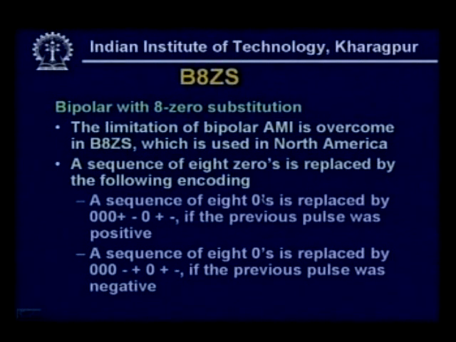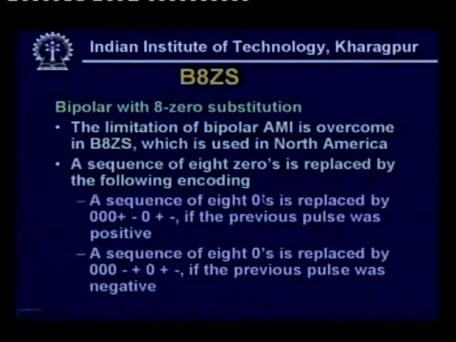As I mentioned, the limitation of bipolar AMI is overcome in B8ZS, which is particularly used in North America. As you have seen, the main limitation of alternate mark inversion was that whenever you have a long sequence of zeros, there is lack of synchronization. Synchronization fails because there is no signal transition whenever you have a long sequence of zeros. How that can be overcome, that we shall discuss today.